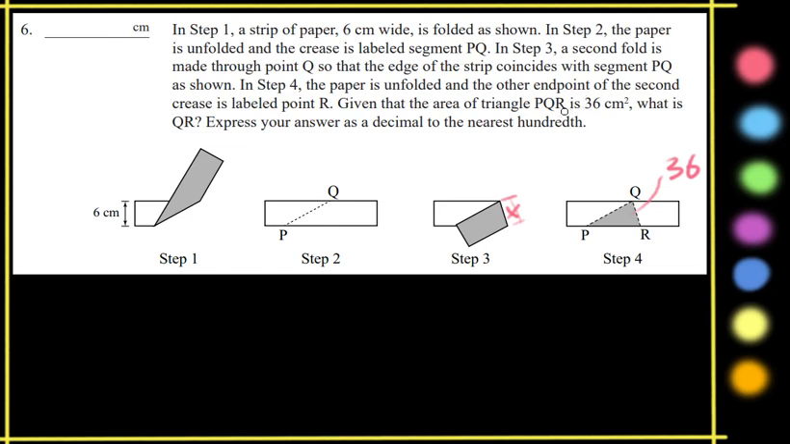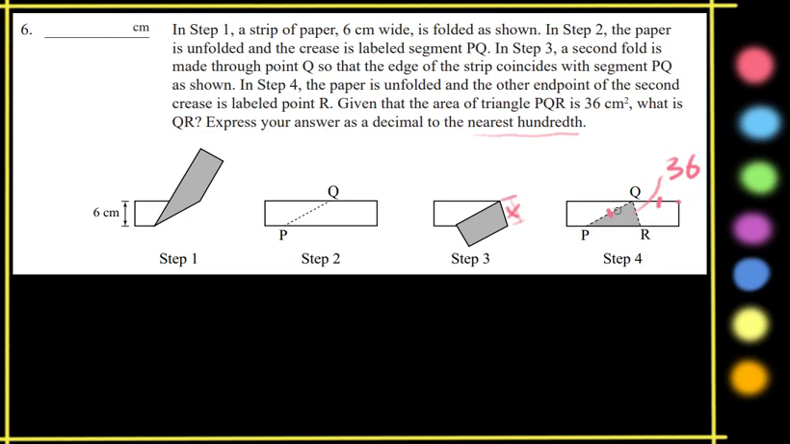And what else? Does it give us anything else? No, but it asks us to give our answer as a decimal to the nearest hundredth. So what do we know here? We know that when you're in step 3 here, this edge of the paper from Q out to the corner exactly coincided with PQ. So that means that this length here, PQ, has got to be the same as this length from Q out to the edge point here. Those have got to be the same length.